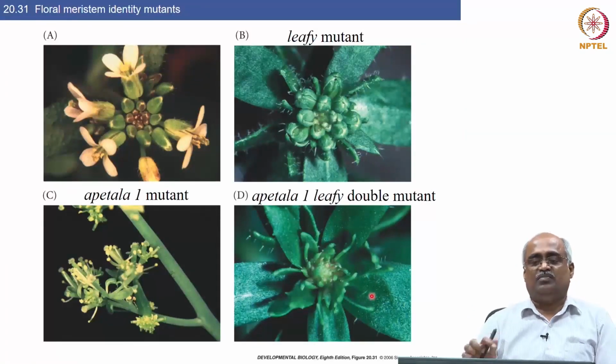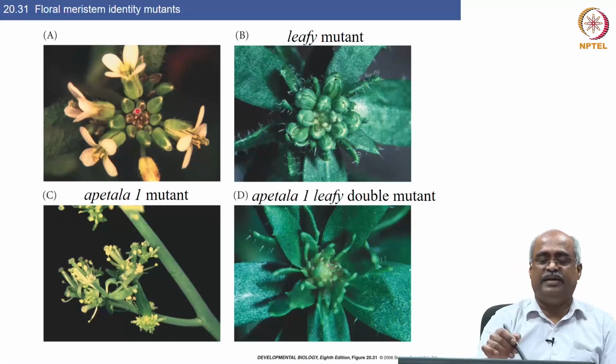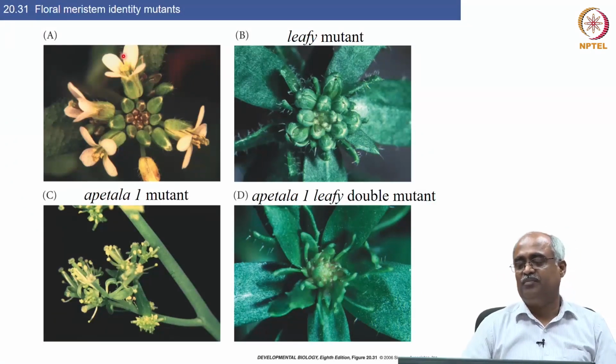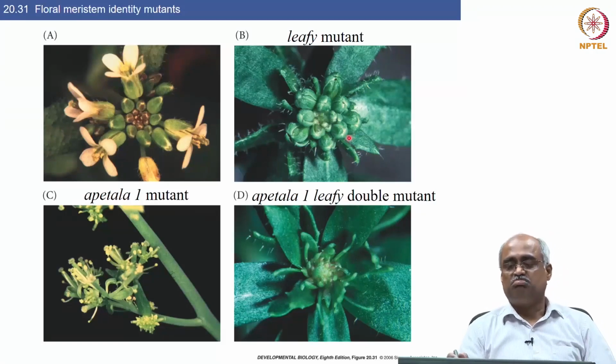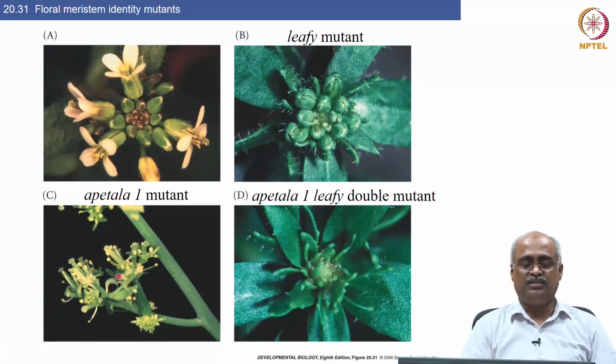So, they are shown here. This is the Arabidopsis wild type flower. You have the nice petals and sepals, and the stamen is visible there. And this is the leafy mutant. It does not produce all the required genes to make proper floral meristem on the side, on the axis. And here you have the apetala 1 mutant, where clearly the calyx and corolla are missing. So, the sepals and petals are not produced.